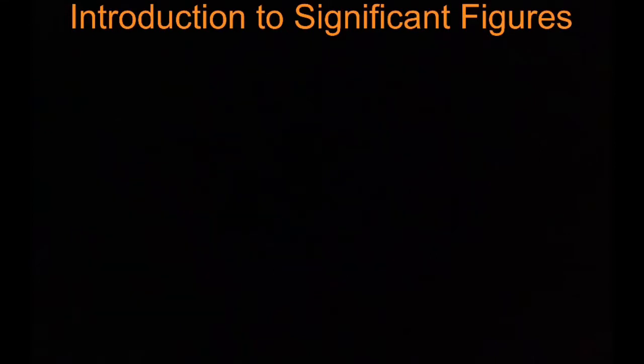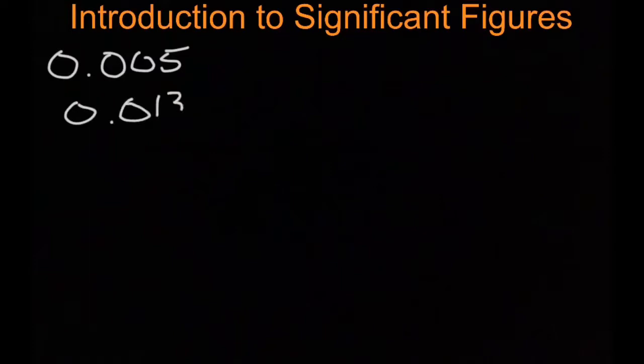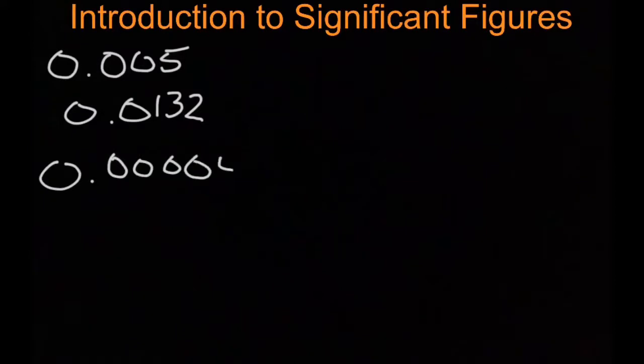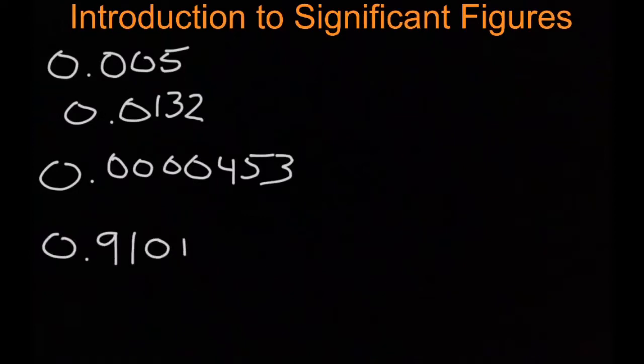On to leading zeros. Here are some examples of values with leading zeros. So 0.005, 0.0132, 0.0000453, 0.9101. These values have zeros in front of the non-zero numbers, which is why they are called leading zeros, since leading means in front. Leading zeros are all non-significant.